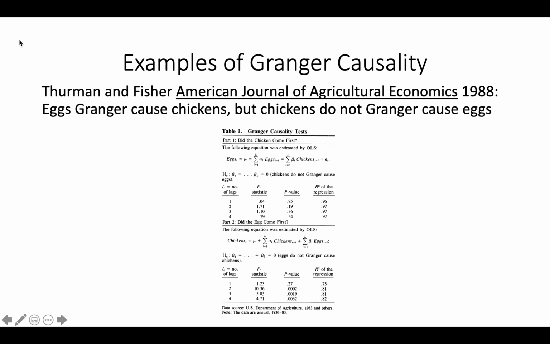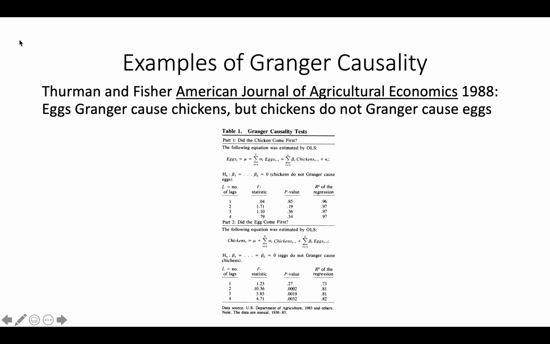Third example, a more lighthearted example, comes from Thurman and Fisher, published in the American Journal of Agricultural Economics in 1988. And Thurman and Fisher wanted to know which came first, the chicken or the egg. Or in other words, what's the causal factor here? So they collected data on egg production in the United States from the mid-30s until the mid-80s. And they collected data on chicken production in the United States from the mid-30s to the mid-80s. And they performed Granger causality tests.